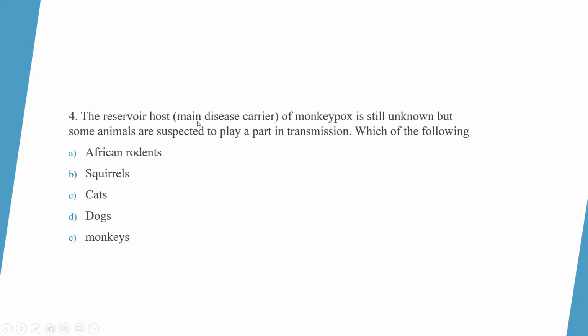The reservoir host, the main disease carrier of monkeypox, is still unknown, but some animals are suspected to play a part in transmission. Which of the following has the main role? The African rodents, the squirrels, the cats, dogs, or monkeys. Yes, the African rodents have been suspected, but the main carrier of the disease is still unidentified.